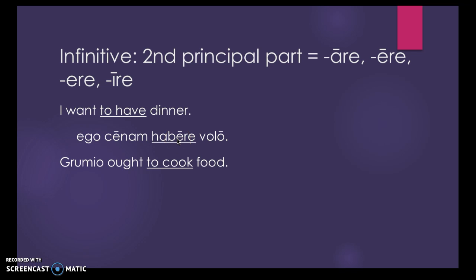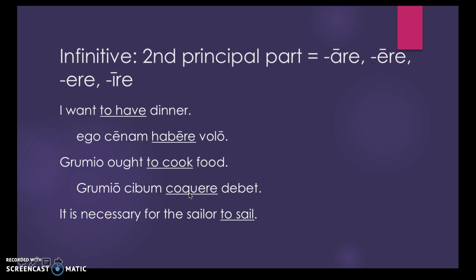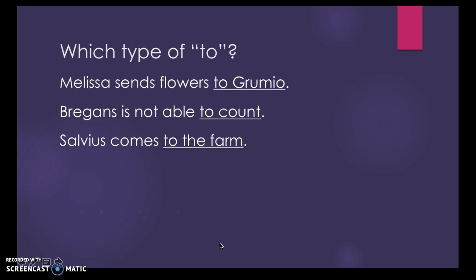Grumio ought to cook food. Grumio is our subject. "Debet" is our main verb. "Coquere," to cook, is our complementary infinitive. It is necessary for the sailor to sail. "Necesse est nautae navigare." It is necessary for the sailor to sail.